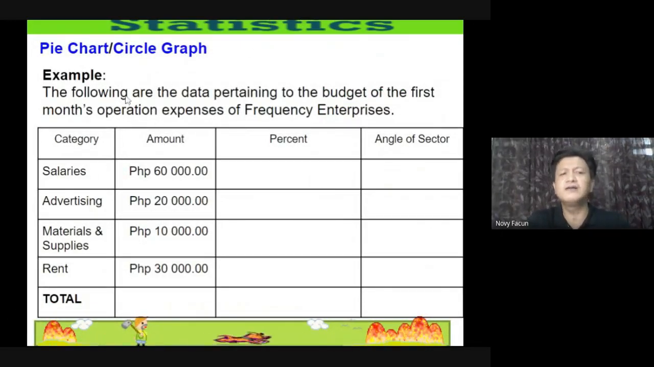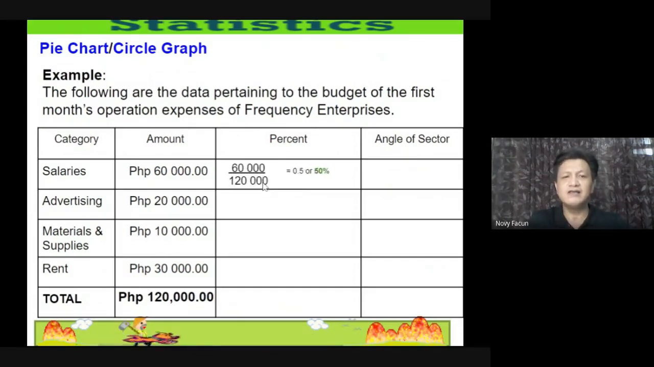So given the example, the following are the data pertaining to the budget of the first month's operation expenses of the frequency enterprises. Ito yung kanilang gastos sa loob ng isang buwan. Okay, meron tayong project pag sinabi enterprises. So meaning to say, ano-ano yung mga pinagagastosan nila? May salary, andyan yung amount, advertising, materials and supplies, rent. But the total expenses for the whole month operation is 120,000. Okay, paano natin malalaman yung percent? Okay, all you have to do is i-divide lang natin yung amount of salary by the total. Okay, ganun yung gagawin natin bawat isang category.